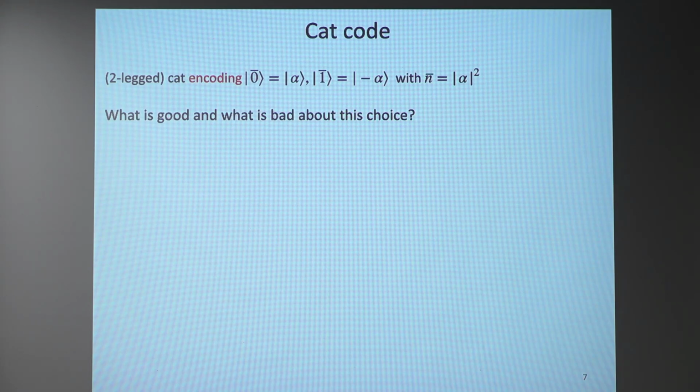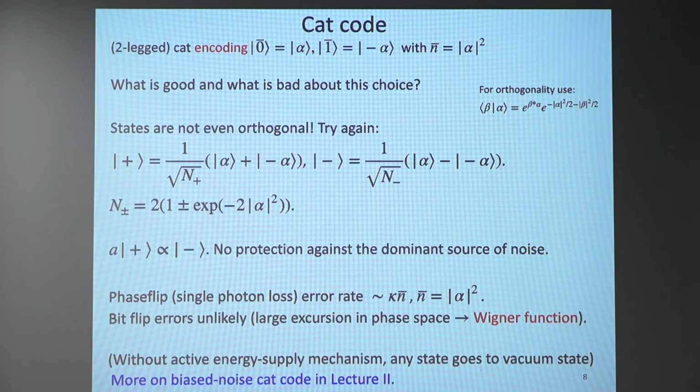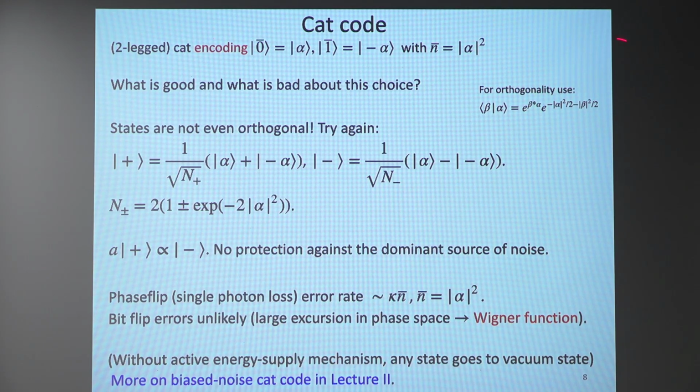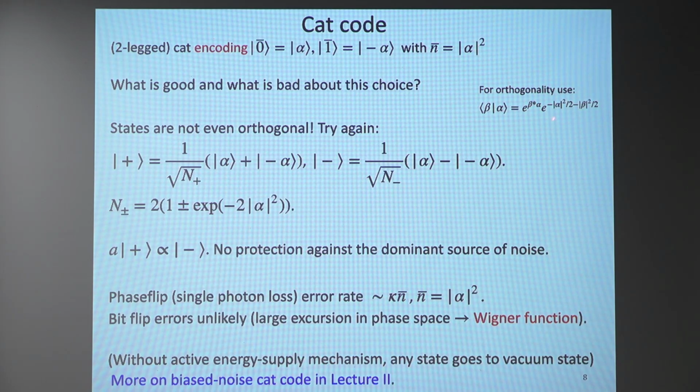Any other thoughts on what is maybe bad about this choice? We think about photon loss. Proportional to n. Yes, right. Okay. Indeed, as was said, these states are not even orthogonal. If you look at the inner product of two states, beta and alpha, it does decay exponentially in alpha and beta, but it's not 0. But you can actually make two orthogonal states. You can get rid of it.